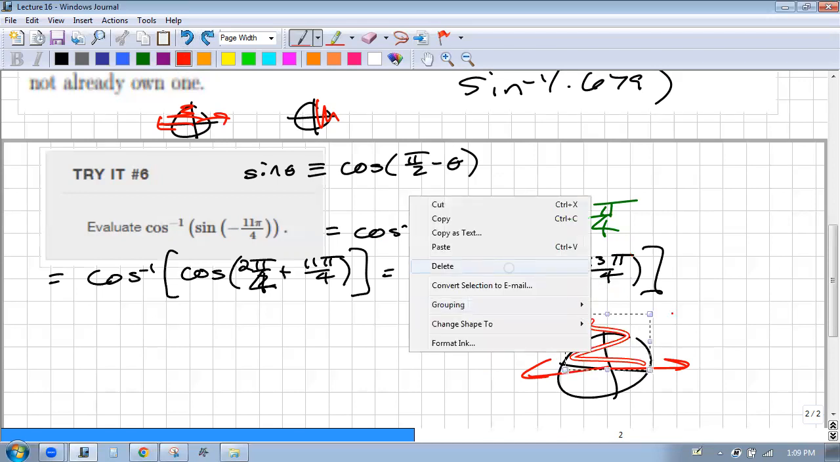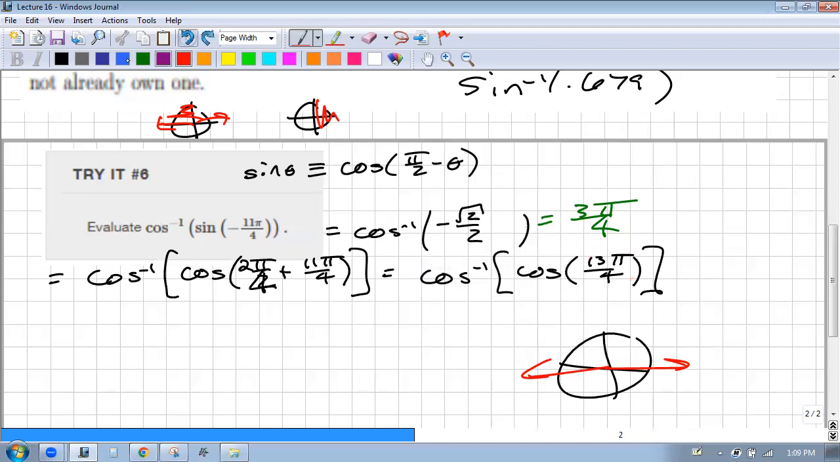So let's think about what it could be. Where's 13 pi over 4? Well, let's see. There's 8 pi over 4, 12, 13. There's 13 pi's over 4. All right. Cosine inverse is going to see that.